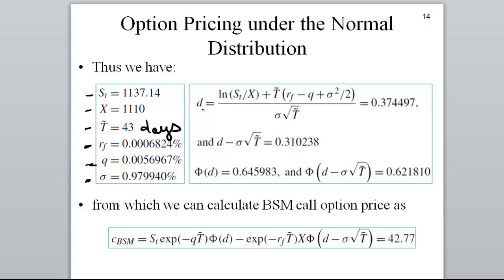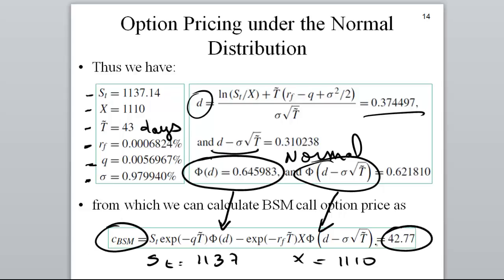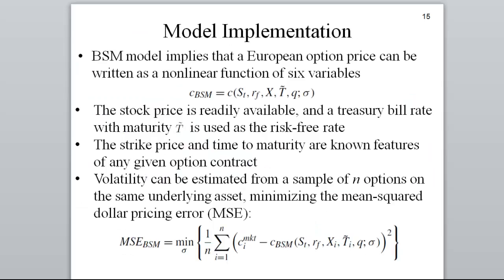The very first thing we're going to do is compute the D, the value for D. We're going to compute D minus sigma square root T. We're going to put these under the cumulative normal distribution, both of them. And finally, we're going to feed everything into the model. Call option should have a price of 42.77 given those inputs. How do we implement this model?